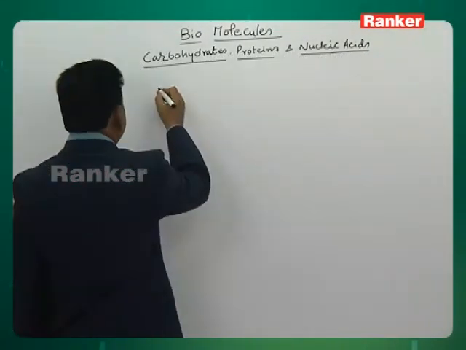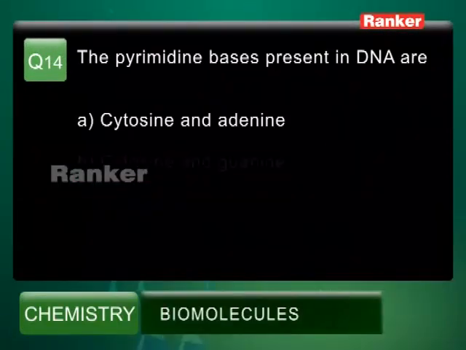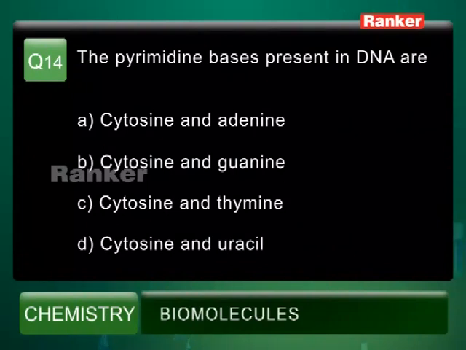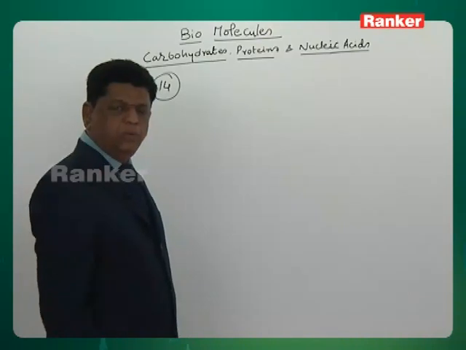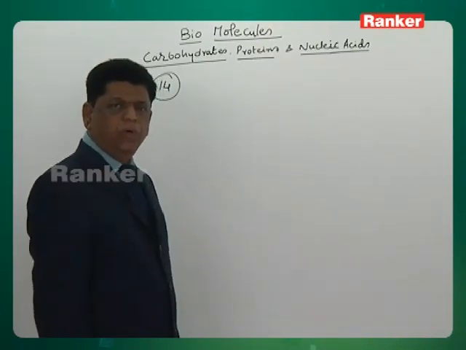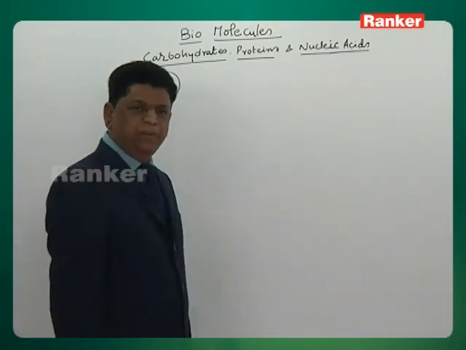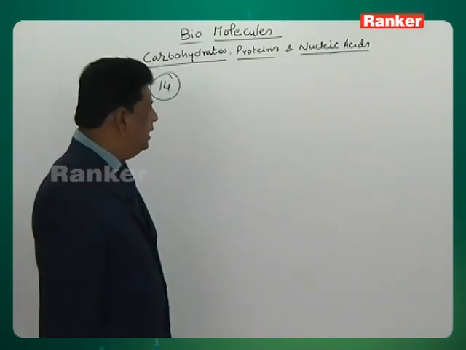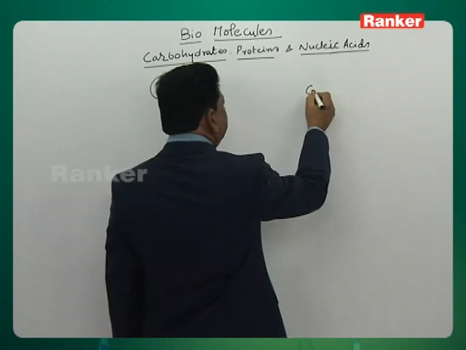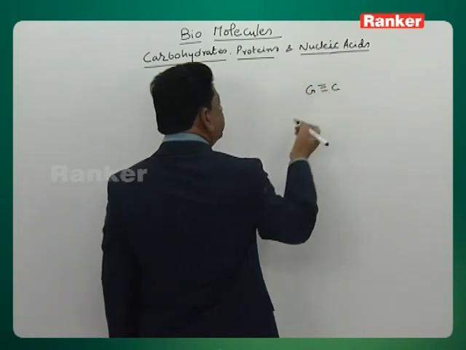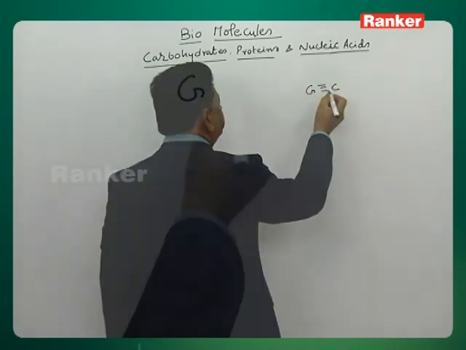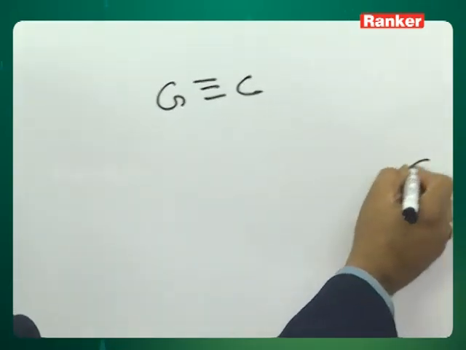Let us see the 14th question. The pyrimidine bases present in DNA are, there are two pyrimidines and two purine bases, and the DNA will contain the guanine, which always will be paired up with the cytosine, and adenine with thymine, GCTA.